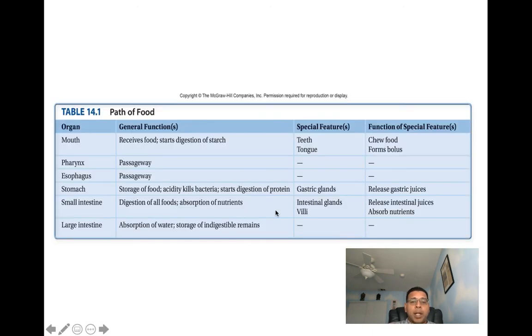So here we can appreciate the various organs that food is going to pass through to make its way all the way to the end. And then here are their general functions and their special features. And then last, you can see the function of the special features.